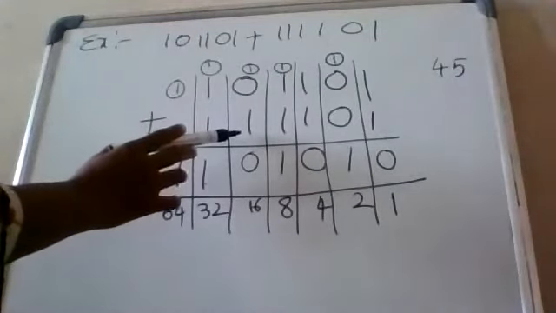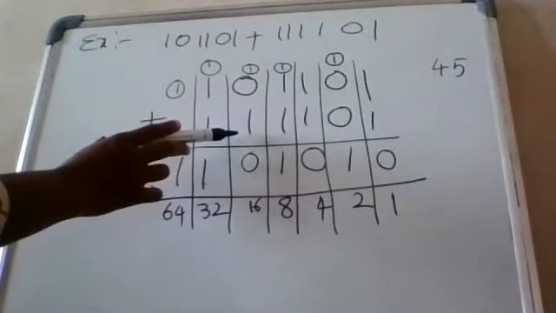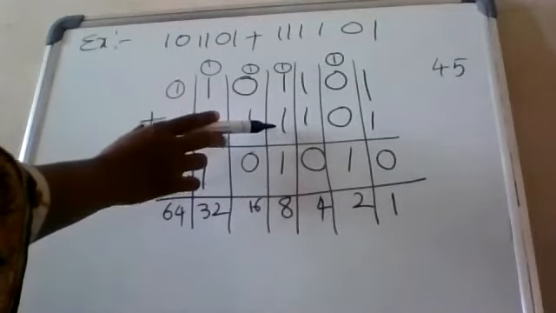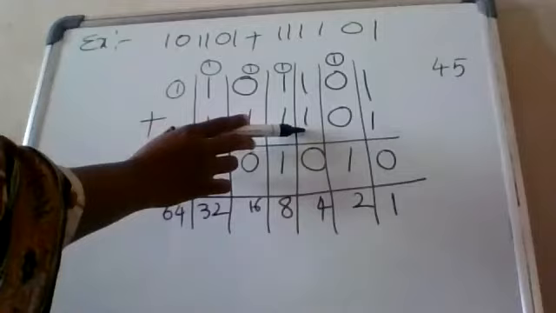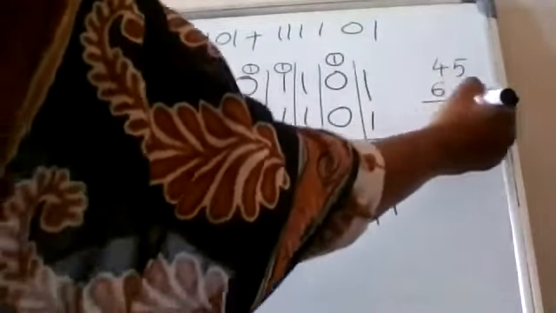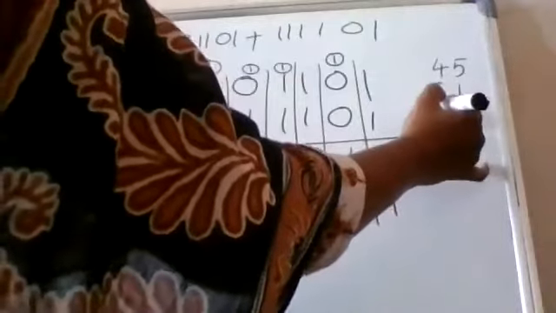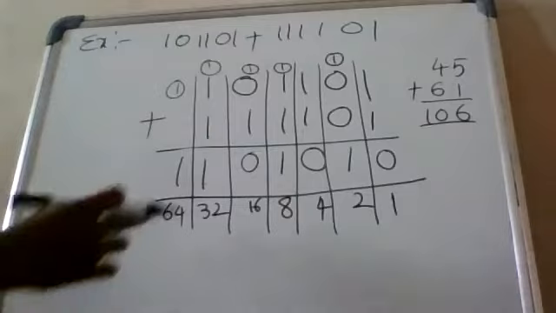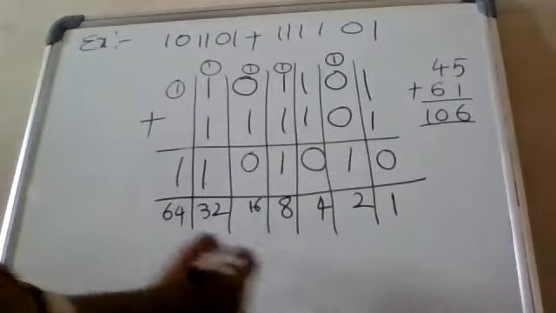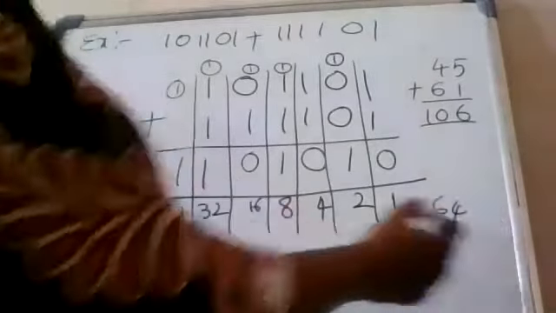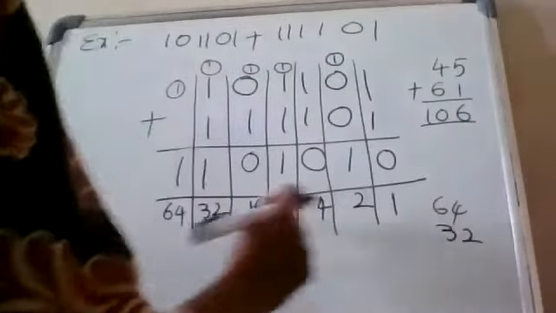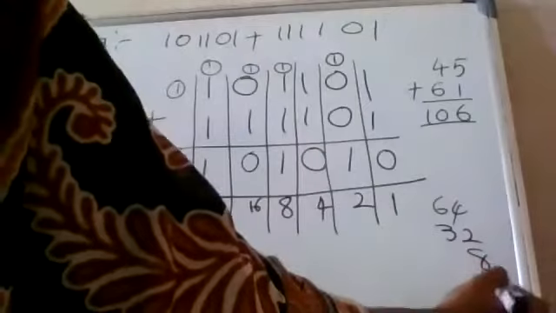32 plus 16, 48, 48 plus 8, 56, 56 plus 4, 60 plus 1, 61. 106. So for this calculation, 64 plus 32 plus 8 plus 2.